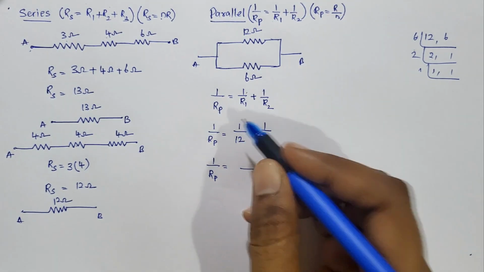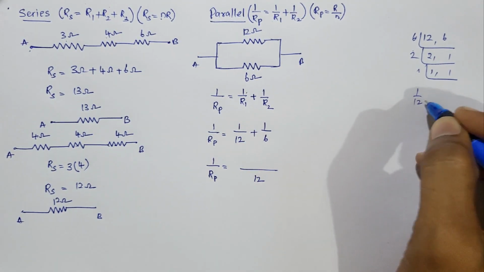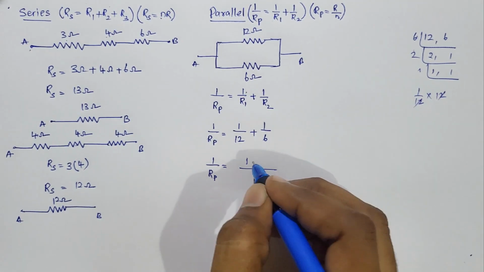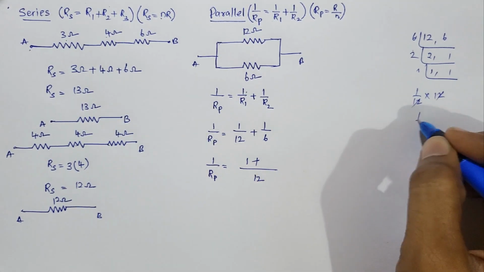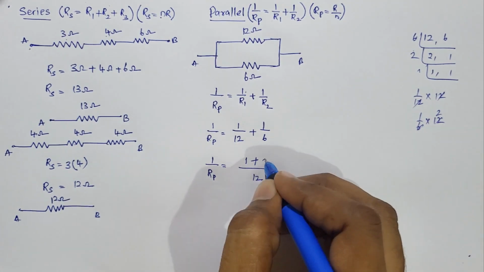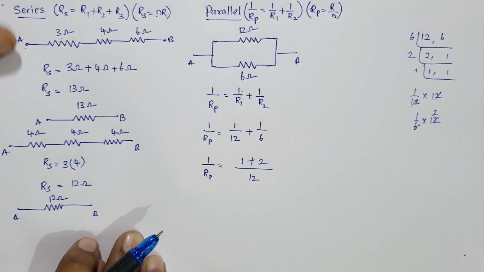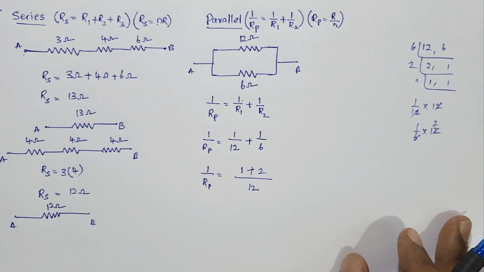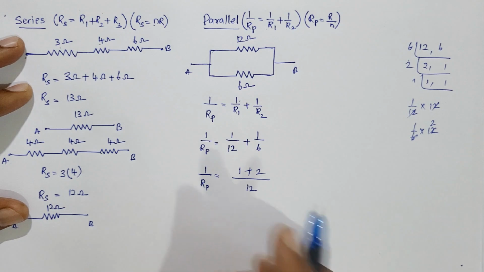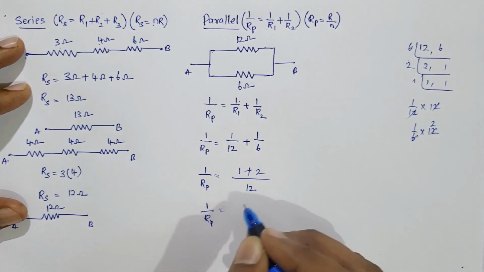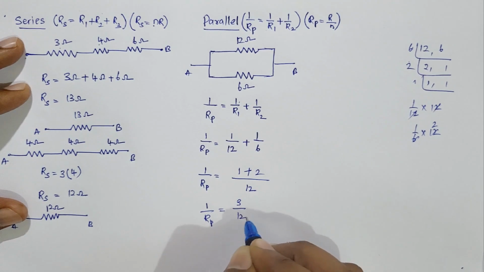Now take this fraction: 1 by 12, into 12, the LCM. 12 and 12 cancel, 1 is remaining, so write 1. Plus take this fraction now: 1 by 6, into 12. 6 1s are 6, 6 2s are 12. What is remaining? 2. Are you understanding? I hope you are understanding each and every step without any confusion. So next step, 1 by Rp is equal to 2 plus 1, 3 divided by 12.